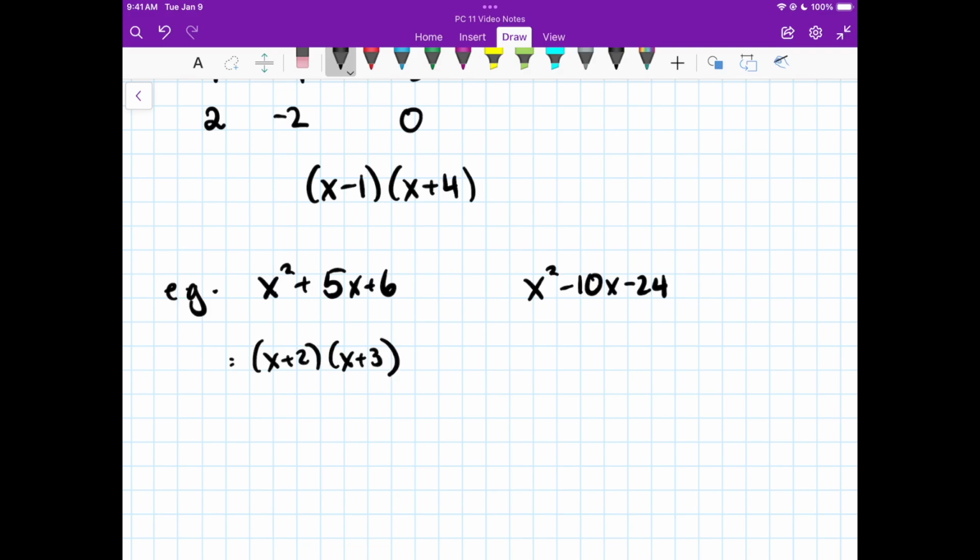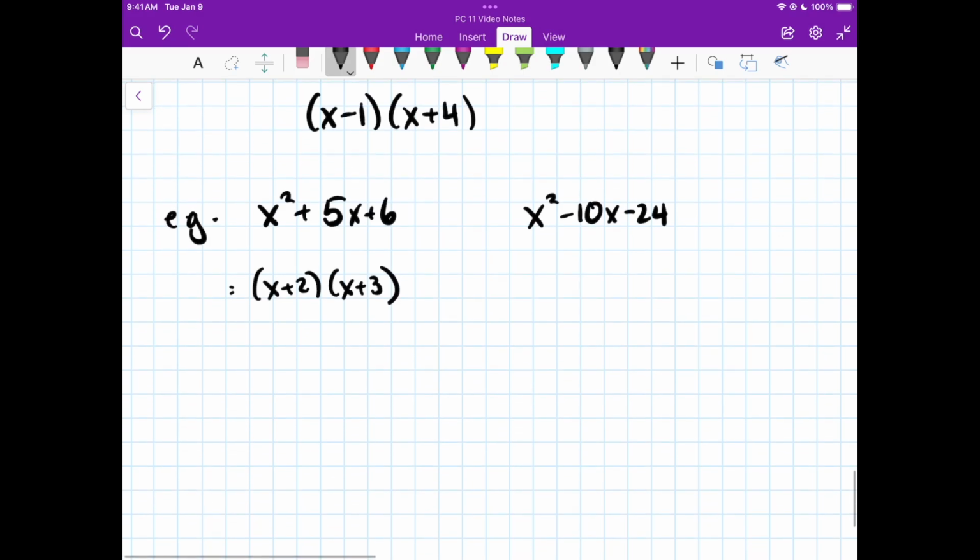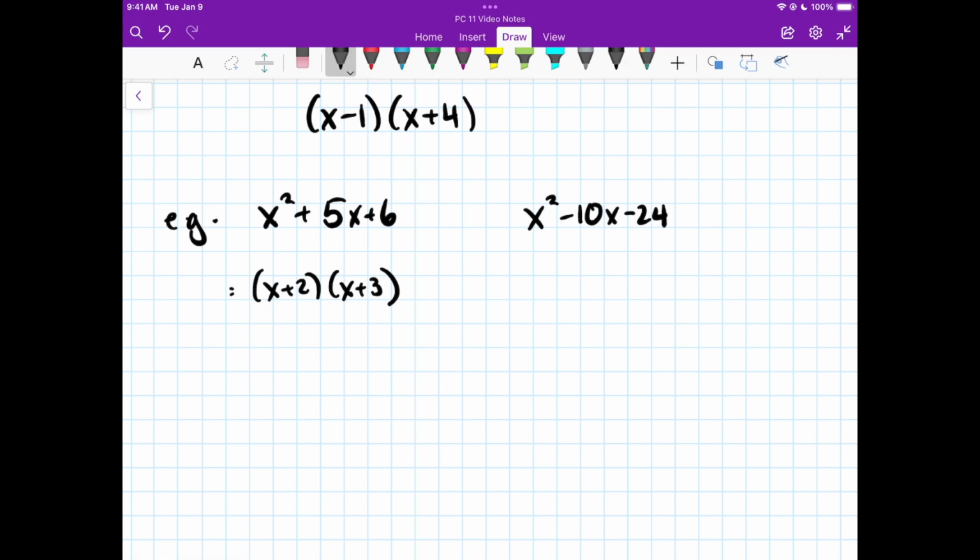And really, you want to get to the point where you can do this question in that much space and time, where you just look at it and you know what you're dealing with. The second one here is a little bit trickier, and you might have messed up the numbers on this one if you weren't paying attention. So in this case, we want to multiply to negative 24 and add to negative 10.